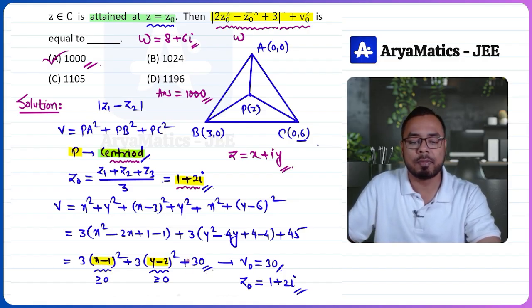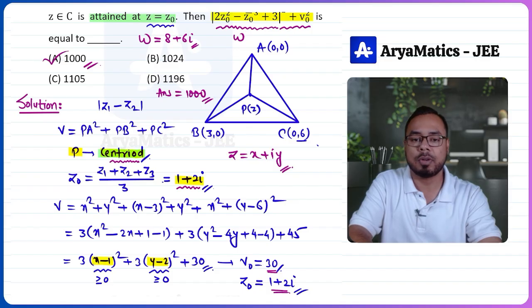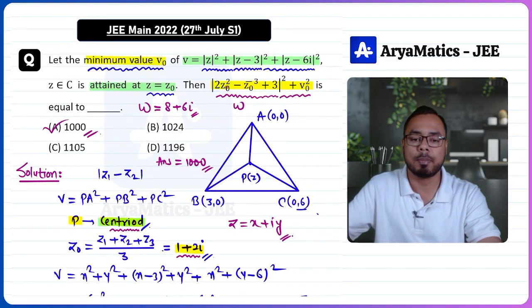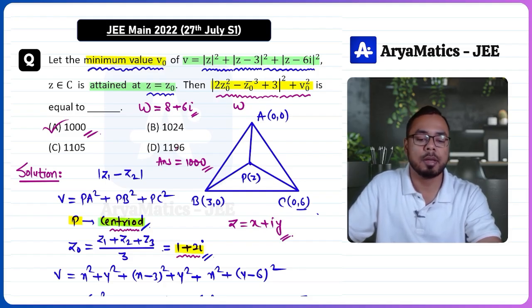So the least value of V, that is V naught, will be 30, and Z naught is 1 plus 2 iota. Substitute the value of Z naught here, and you will find that this complex number omega will be 8 plus 6 iota, and therefore the value of this expression will be 1000, and hence the correct answer for this problem is the first option.